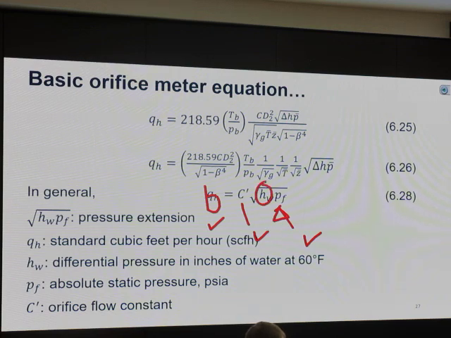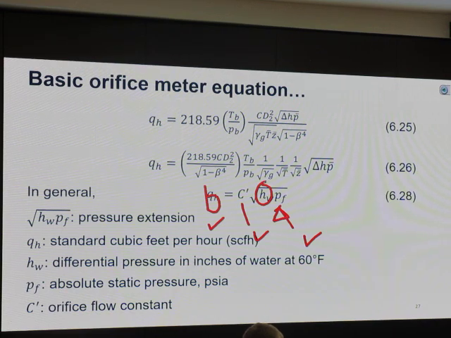If the hole is too small, your pressure drop can be like 10,000 inches of water or 1,000 inches of water. You know that it's not right. If the hole is too big, the pressure drop may be just 0.001 inch of water or 0.1 inch of water. You know that it's not right either. It has to be measurable.